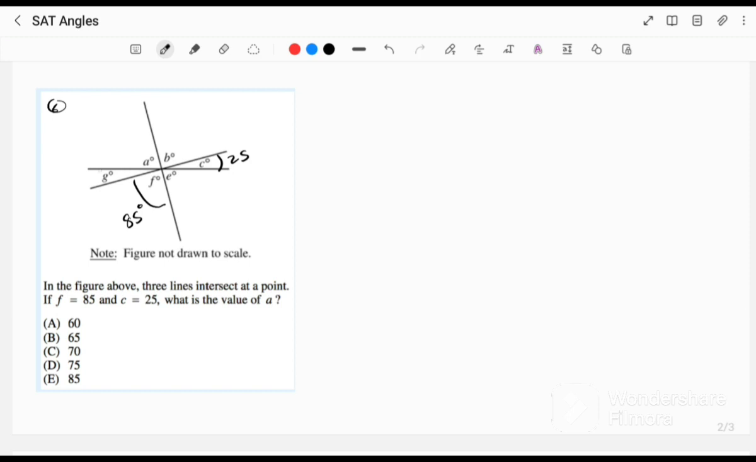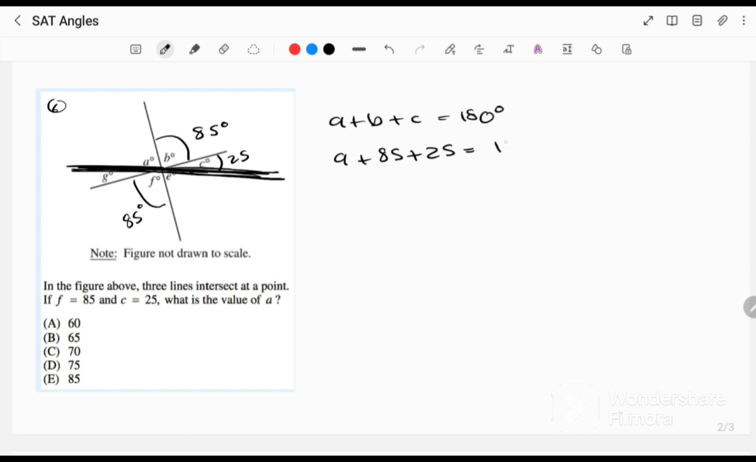Now, we can see here that a, b, and c are on one line, which is this line right here, and f and b are opposites, so this must be 85. So a plus b plus c must equal 180. Now we have the values for b and c. So a plus 85 plus 25 is equal to 180. A is 180 minus 85 minus 25. Now, doing the math, we get A is equal to 70 degrees, and that is our correct answer, which is option C.